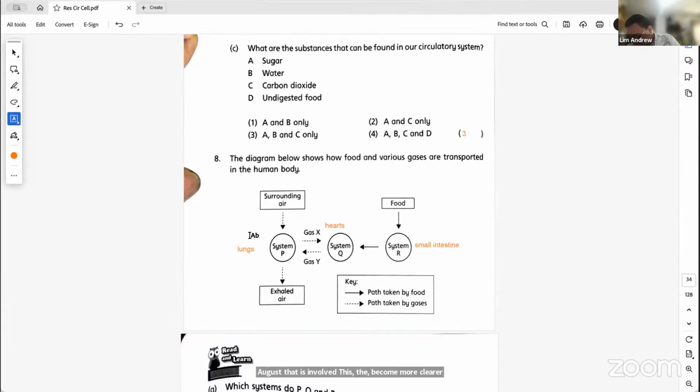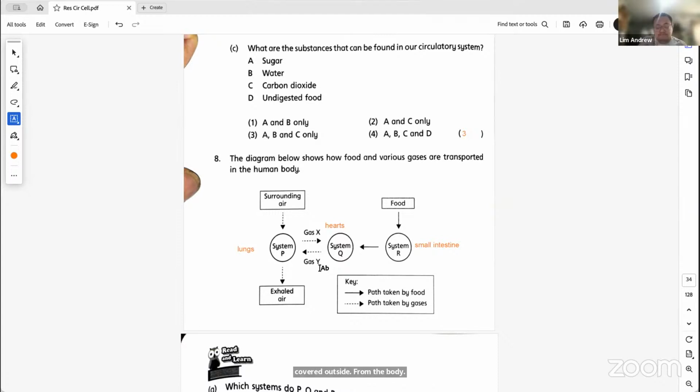From the lungs to the heart, we know that the blood flowing from the lungs to the heart is rich in oxygen. Therefore, gas X is oxygen. Which gas flows from the heart back to the lung? Carbon dioxide. So therefore, gas Y is carbon dioxide. So what is system P? System P is actually the respiratory system, all right? Because it takes in oxygen and removes carbon dioxide from the body.